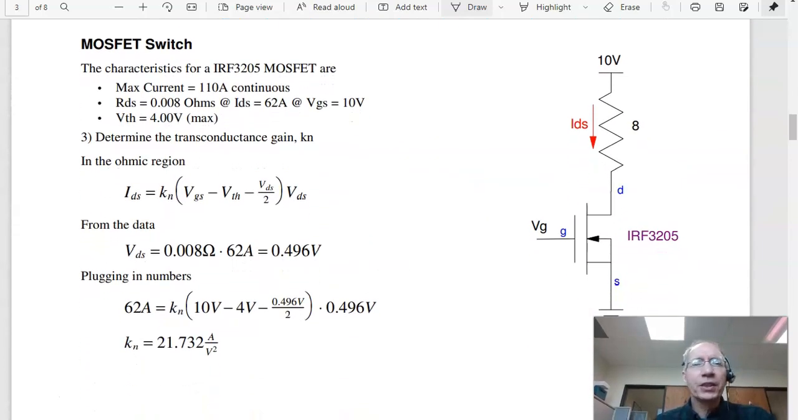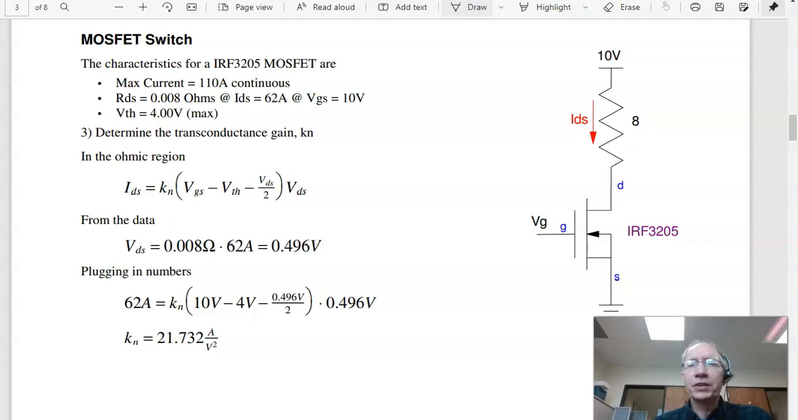For a MOSFET switch, MOSFETs are actually really easy to use as switches. You just basically place the N-channel MOSFET between your device and ground. If VG is 0 volts, it's turned off. If it's something like 10 volts, it'll be roughly 0.008 ohms. Basically a switch. So first, one way to do it is just assume infinity ohms off, open circuit, 0.008 ohms on.